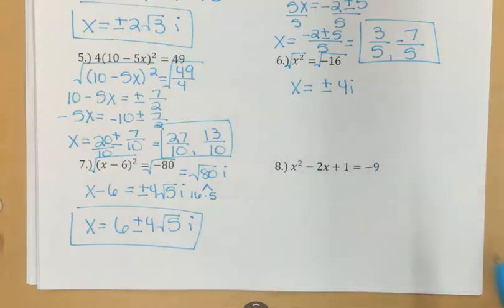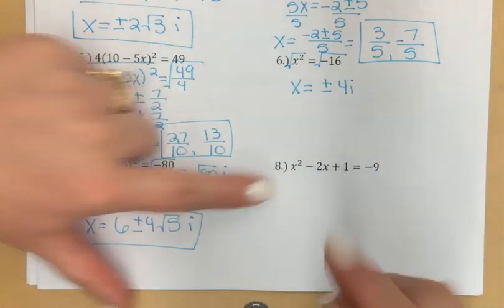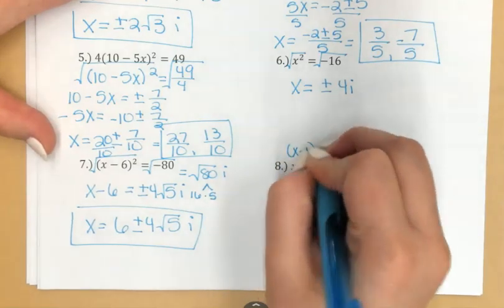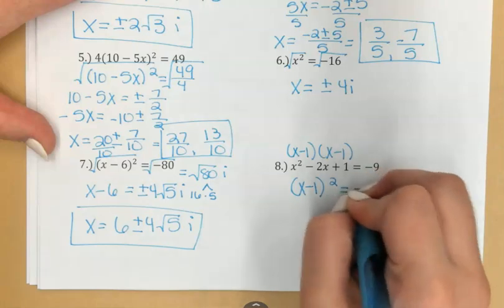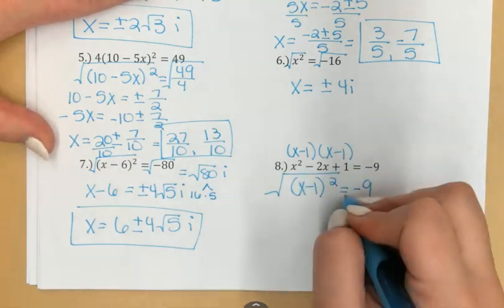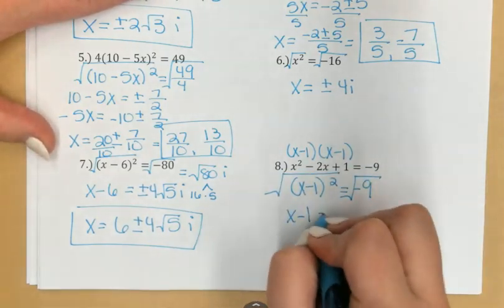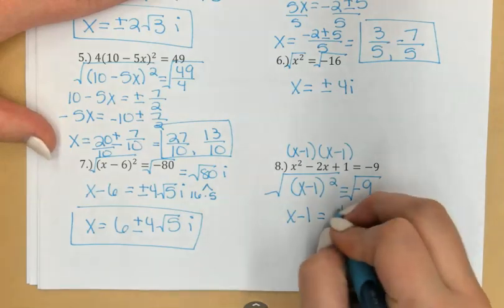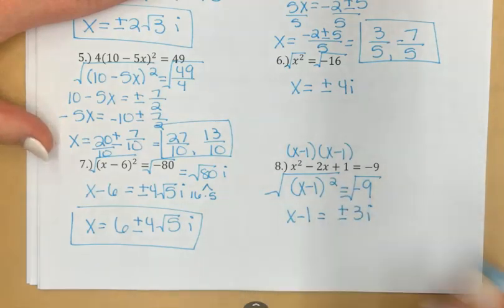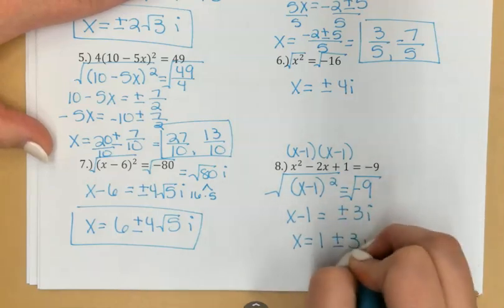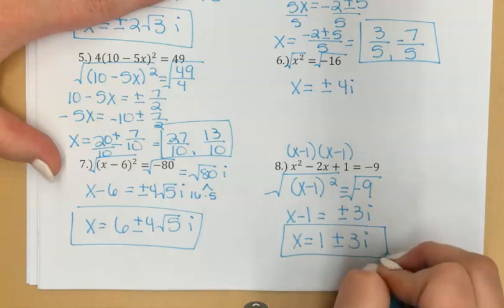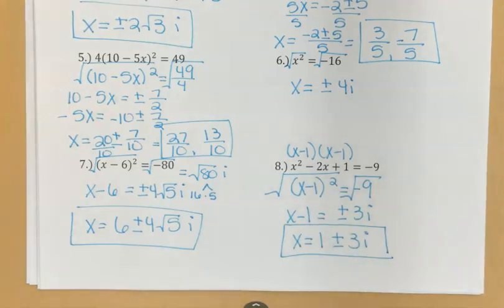Lastly, on 8, I don't have a perfect square yet, but if I factor this, it's going to be x minus 1 times x minus 1, which really means x minus 1 squared. So my perfect square is alone, I can square root both sides. The square root of negative 9 we know to be plus or minus 3i. Lastly, to get x alone, just move the 1 to your opposite side. And there's my imaginary solution. And that wraps up our first day of solving quadratics using our square root method.